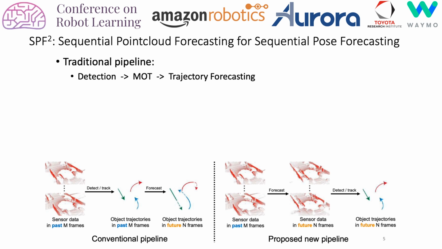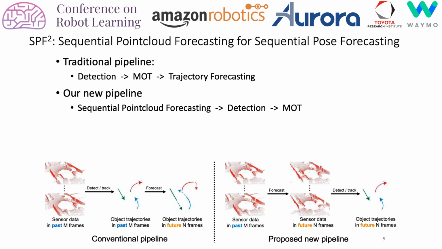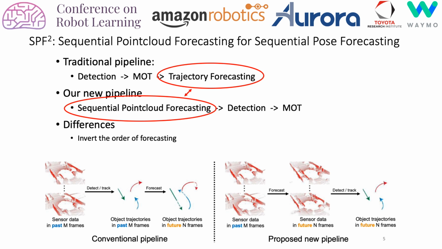Specifically, instead of running detection, tracking, and forecasting, our new pipeline first forecasts point clouds. Then we perform detection and tracking on the forecasted future point clouds to obtain future object trajectories. The difference between our pipeline and conventional pipelines is twofold. First, our pipeline inverts the order of forecasting. Second, the forecasting in our pipeline is at the sensor level because we forecast the point cloud data captured by the LiDAR sensor.